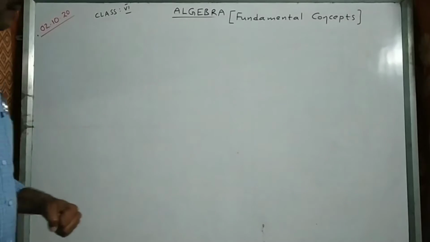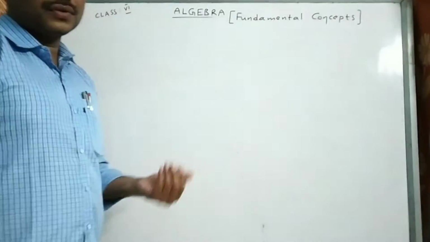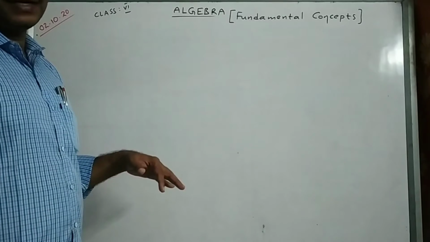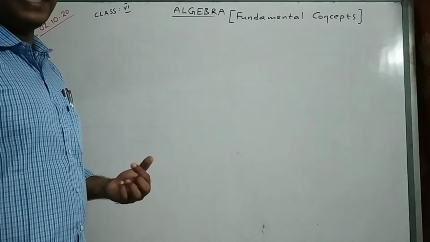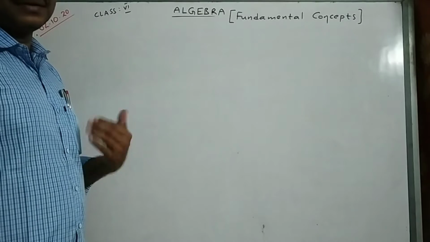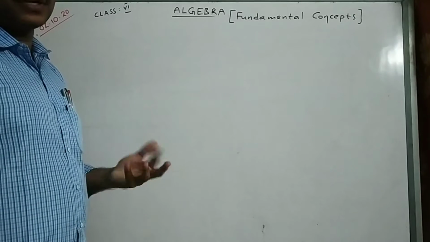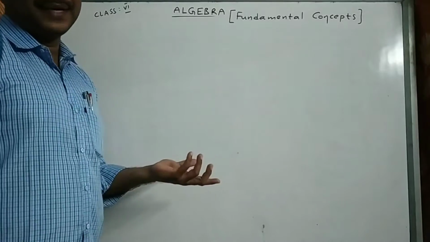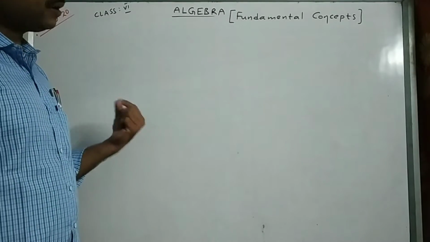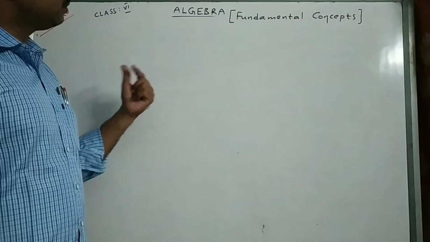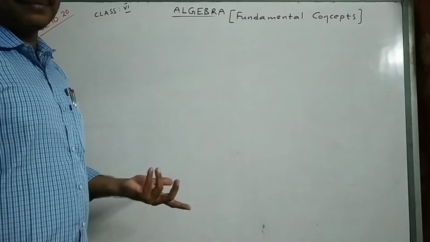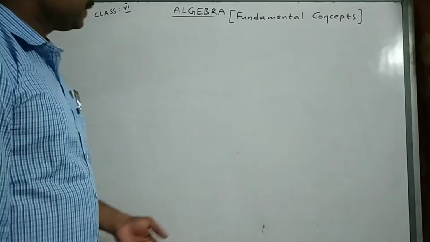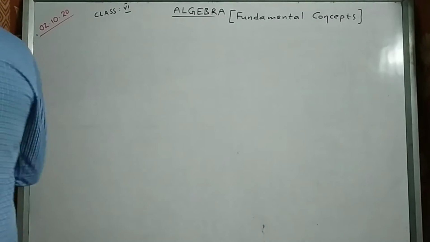Okay. In arithmetic we use numbers, right? In algebra we use variables and literals. Variables or literals, both are the same. Like x, y, z, a, b, c, p, q, r, such types of letters we are going to use in algebra. In arithmetic we use numbers 1, 2, 3, 4, like that. Okay, let us see some concepts here.